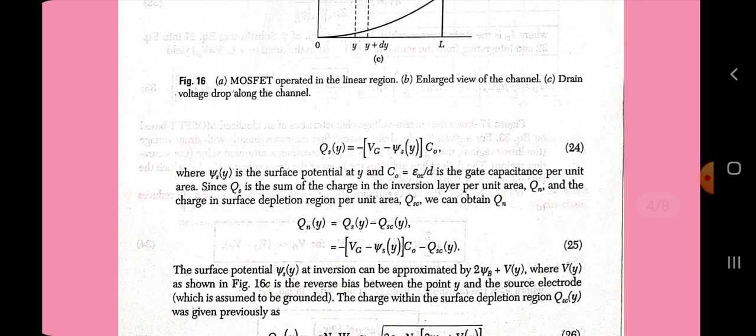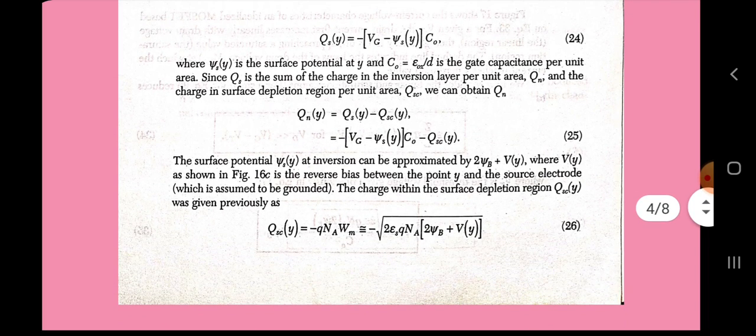So this gives us minus (Vg minus psi s(y)) C0 minus Qsc(y). The surface potential psi s(y) at inversion can be approximated by 2 psi b plus V(y), where V(y) is the reverse bias between the point y and the source electrode, which is assumed to be grounded. The charge within the surface depletion region Qsc(y) is given by Qsc(y) is equal to minus Qna Wm, which is equal to minus under root of 2 epsilon s Qna (2 psi b plus V(y)).